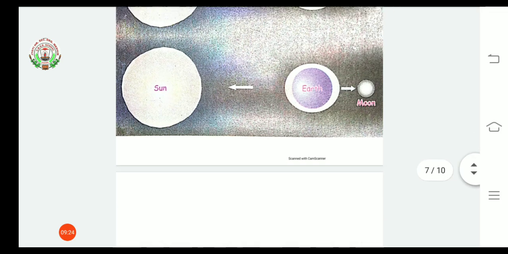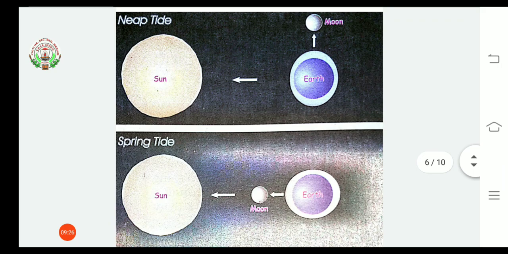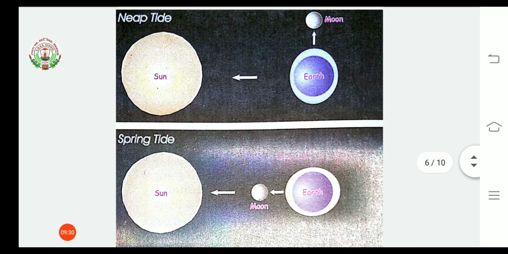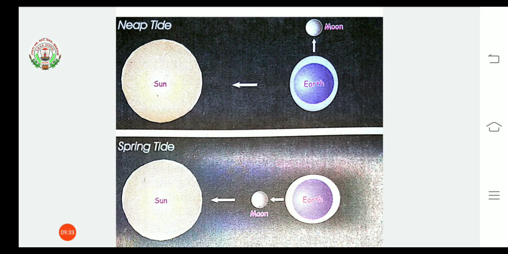And next one is neap tide. This one is neap tide. Here the moon is above the earth and because of that there will be low tide.